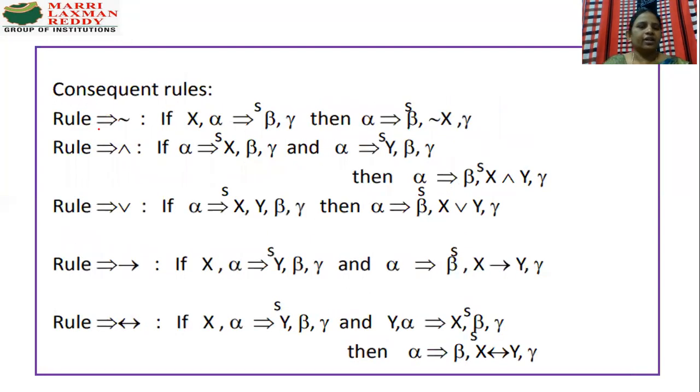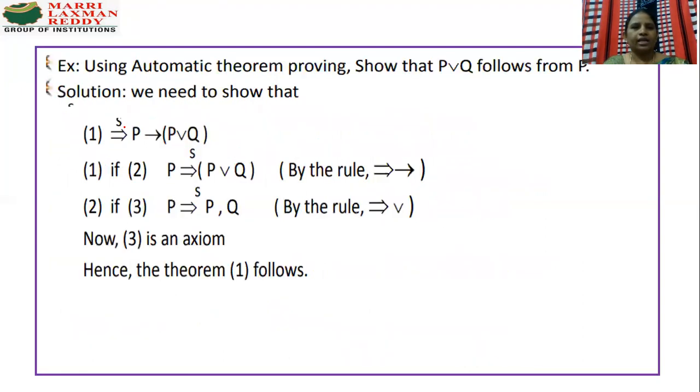Coming to the consequent rule: arrow then negation, arrow then and, arrow union, arrow conditional, arrow biconditional. These connectives are placed after the arrow, then it is called a consequent rule. So we need to remember these rules before solving the problem in automatic theorem proving.